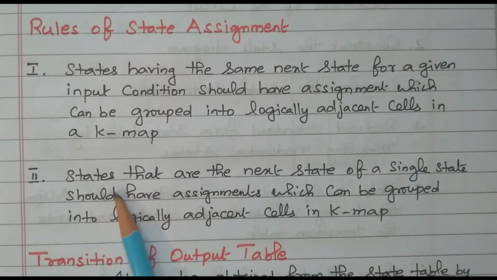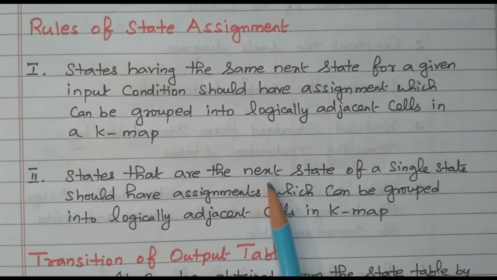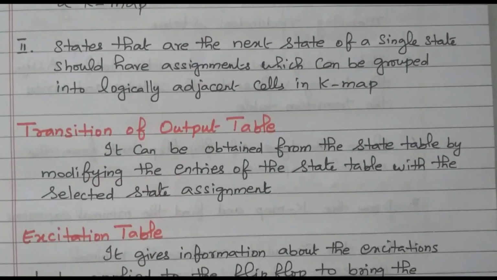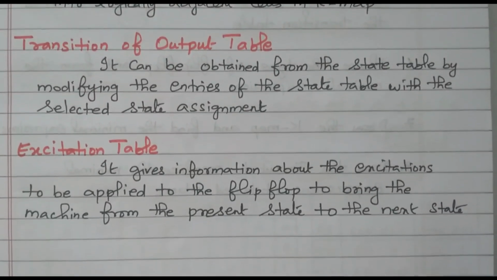Second one, states that are the next states of a single state should have assignments which can be grouped into logically adjacent cells of the K map. So these are the 2 rules in state assignment. When a separate problem is given for state assignment, at that time you will be able to know very well.